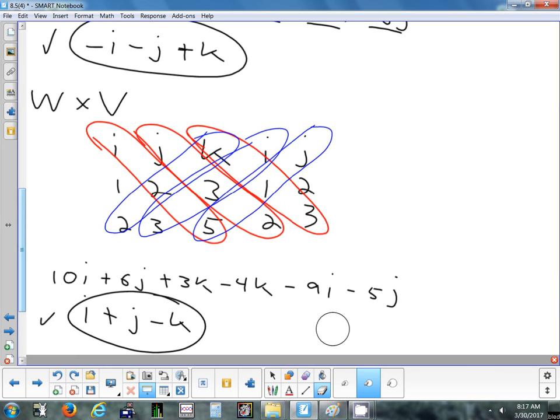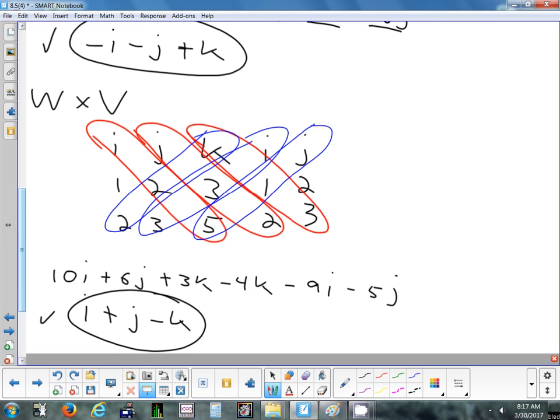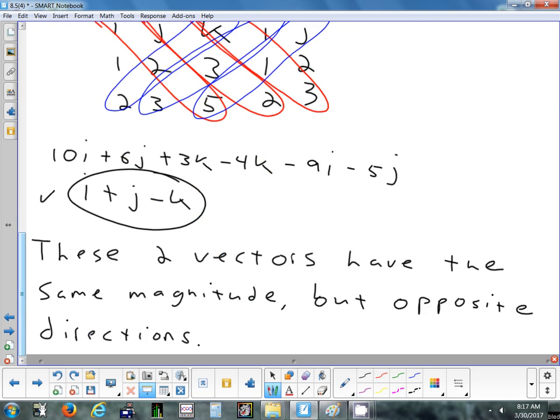Right, so any questions on how to find V cross W or W cross V if you already know one of them? Okay, you just change all the signs. So what that means is the two vectors have exactly the same magnitude, but they point in opposite directions. So vectors that point exactly opposite directions are what? They're parallel. So V cross W and W cross V are parallel. Okay, so same magnitude, opposite directions.